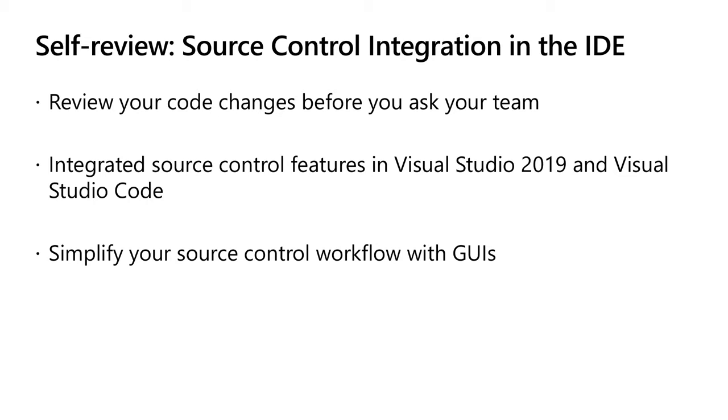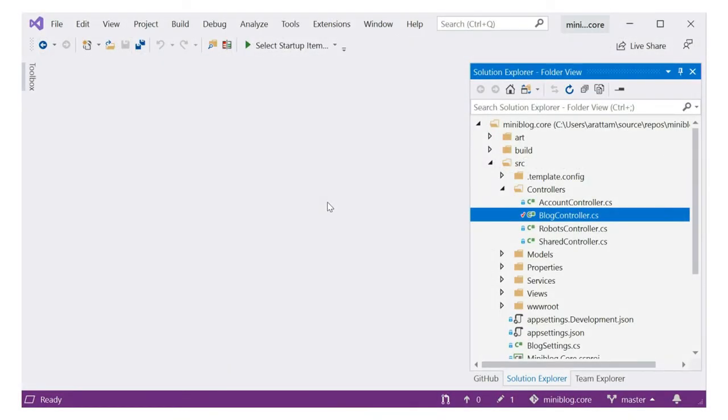And Visual Studio 2019 and Visual Studio Code make it super easy to do that by being able to review changes, right? So you have the ability to actually see changes through integrated source control features, which are actually available out of the box, right? So let's look at a quick video that shows how you can do this inside Visual Studio 2019, right?